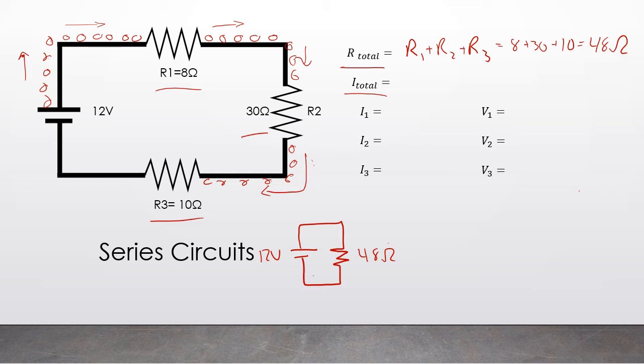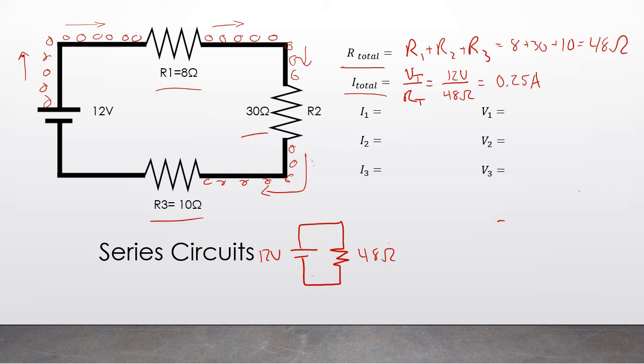Okay, so then it comes down to finding I total. Well, I total is pretty easy because it's based off the total voltage divided by that total resistance we just found. So we have a 12 volt battery applied across a 48 ohm resistor, meaning we're going to have a total current of 0.25 amps pushing through this circuit.